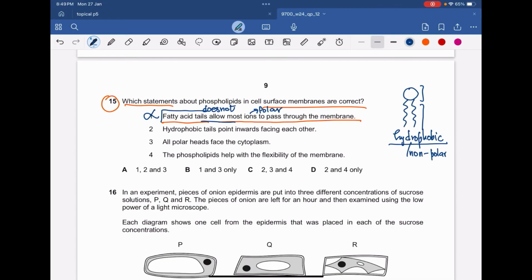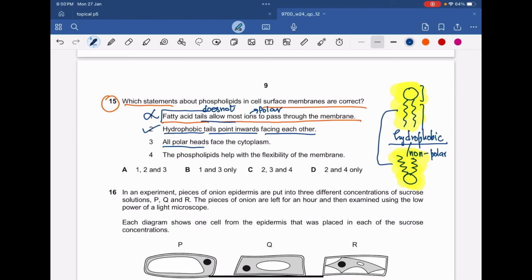Alright. Now let's look at statement 2 over here. Statement 2 says that the hydrophobic tails point inwards, facing each other. Yes, we know that the cell membrane is basically made up of the phospholipid bilayer, right? Bilayer means that they are made up of two phospholipid layers, one on the top and the other on the bottom. So these two tails are basically facing each other. So this statement 2 is correct.